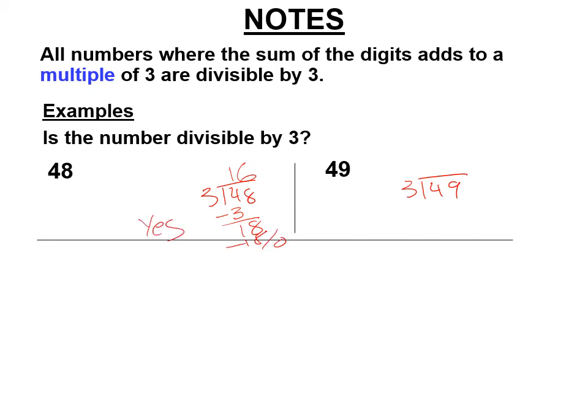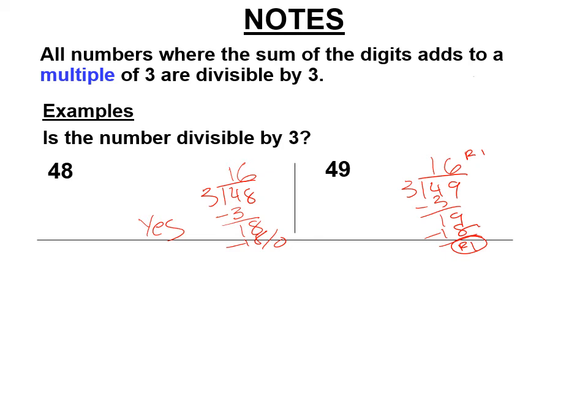So the answer is yes. And for 49, if it went into 48, it's not going to go into 49 one more, but let's just show that, right? So you get 6, but then you get 18. You get a remainder of 1. It does not mean it's not divisible. But is there a faster way to tell if a number is divisible by 3?